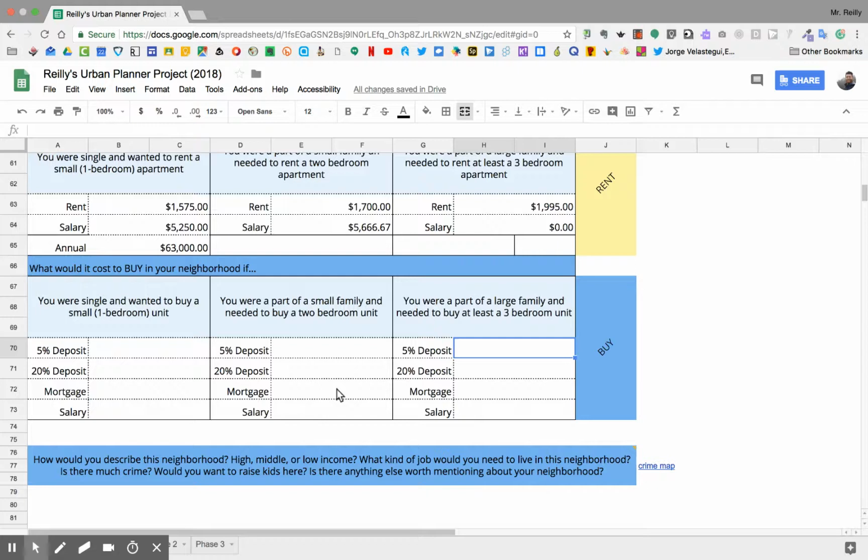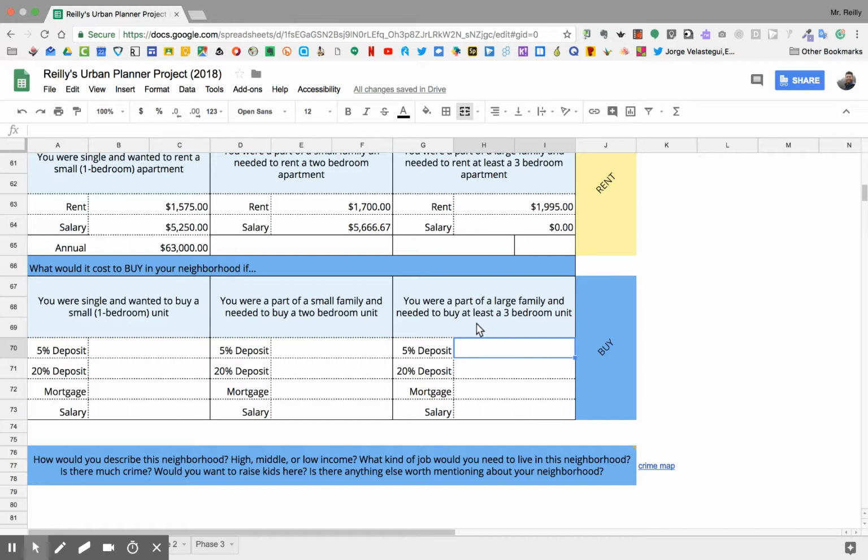Okay, so in this screencast, we're going to go through the scenario of what it would cost to buy in your neighborhood if you wanted to buy a small one-bedroom unit, maybe a one-bedroom apartment, to buy a two-bedroom unit, so maybe a two-bedroom condo, and then at least a three-bedroom unit, maybe a detached house. Now, this is going to require a little bit of research plus a little bit of math, okay?